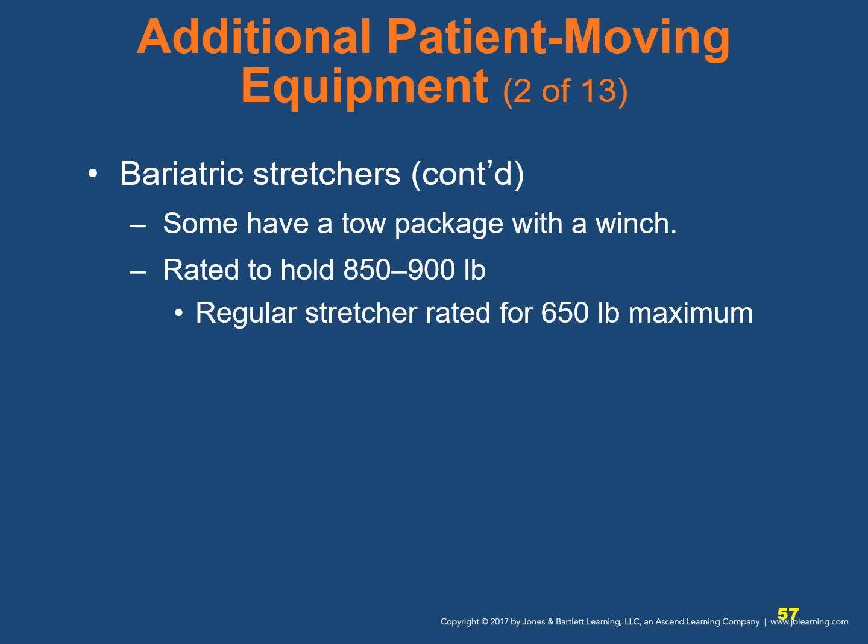Some are equipped with optional features such as a tow package, which allows for an ambulance-mounted winch to assist in loading the patient into the ambulance, or telescoping side lifting handles, which allow for increased leverage when lifting with multiple providers. The most important feature is the increased weight lifting capacity. Typical stretchers are rated to a maximum weight of 650 pounds, but a bariatric stretcher is rated to hold 850 to 900 pounds.